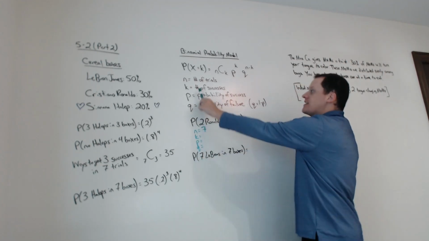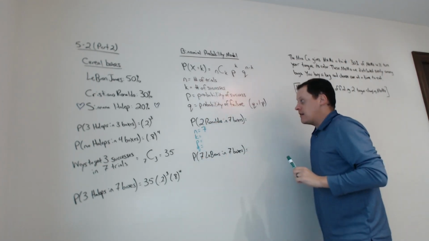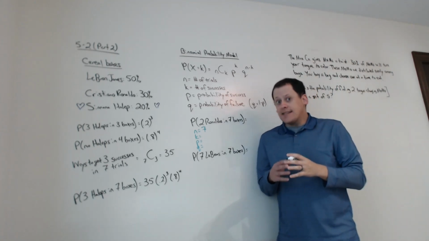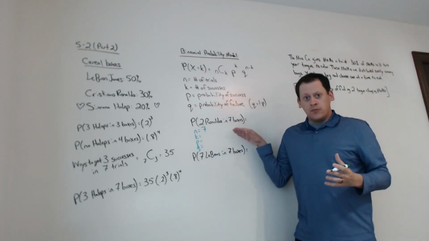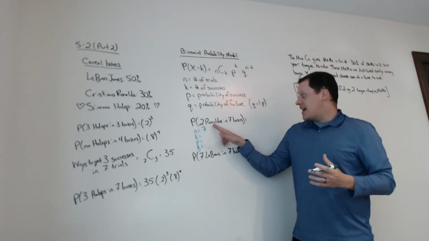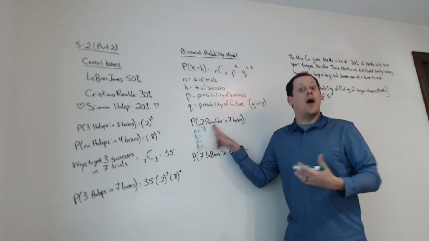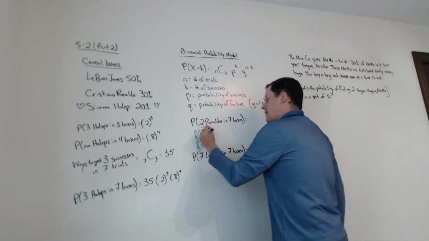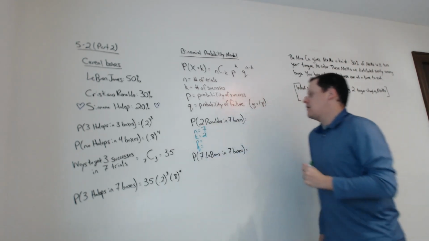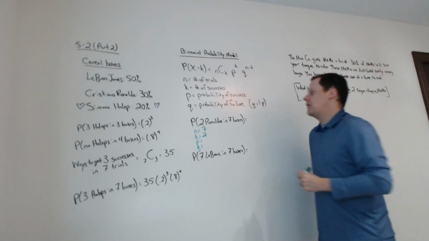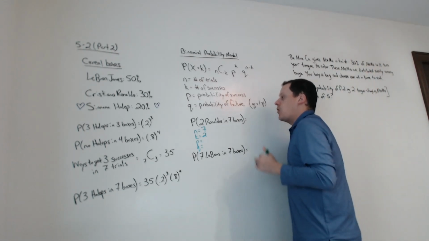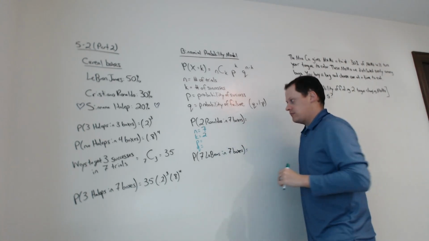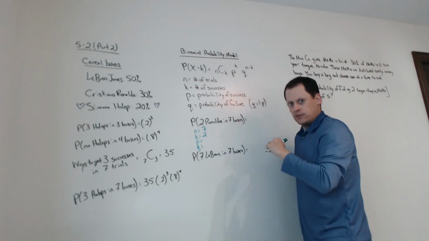K represents the number of successes. So in order to find out what K is, you have to know what a success is for this problem. For this one, a success is actually getting a Ronaldo. So how many Ronaldos do we want? 2. So that is K. 2 successes here. So we want to know the probability of getting 2 successes in 7 trials. K is 2, N is 7.